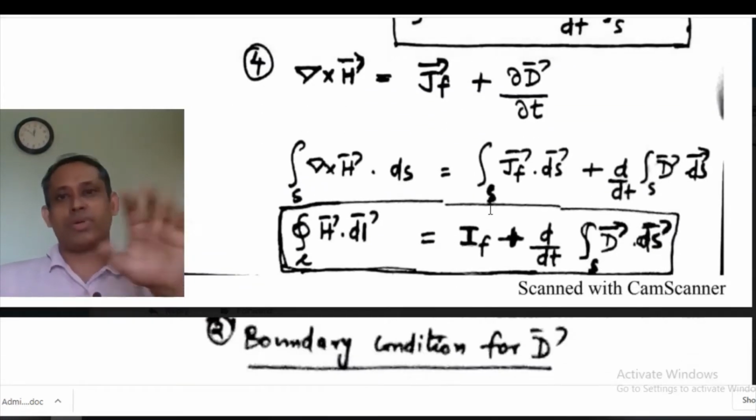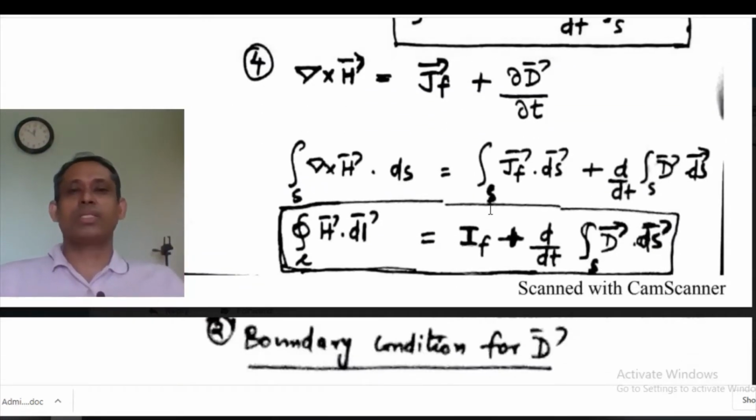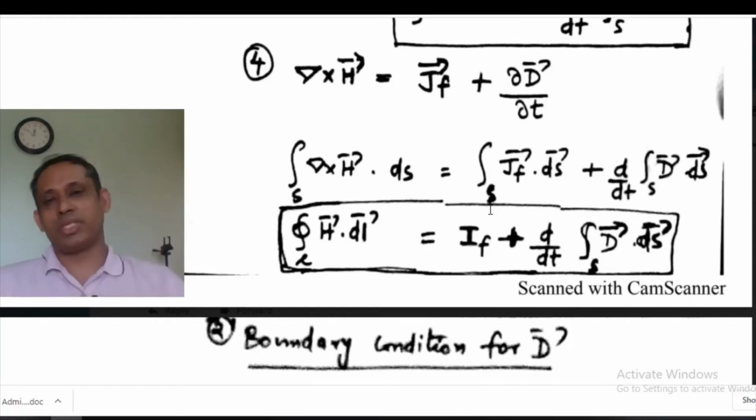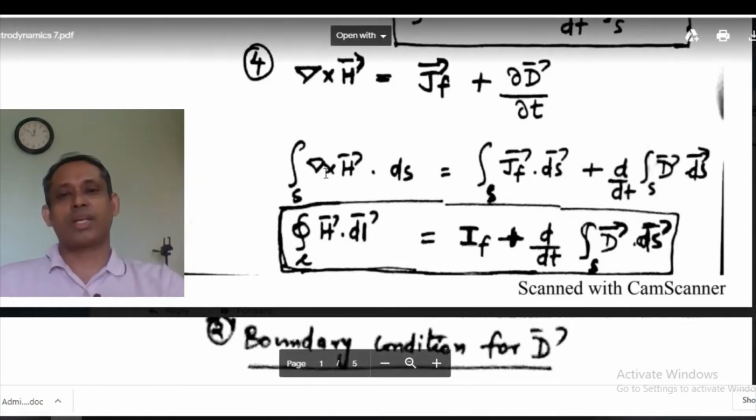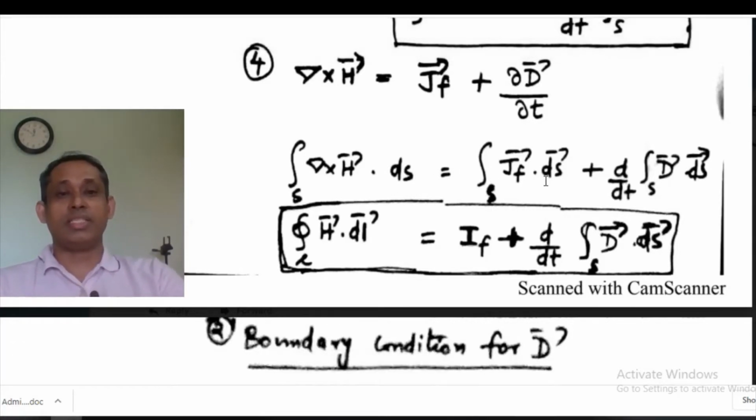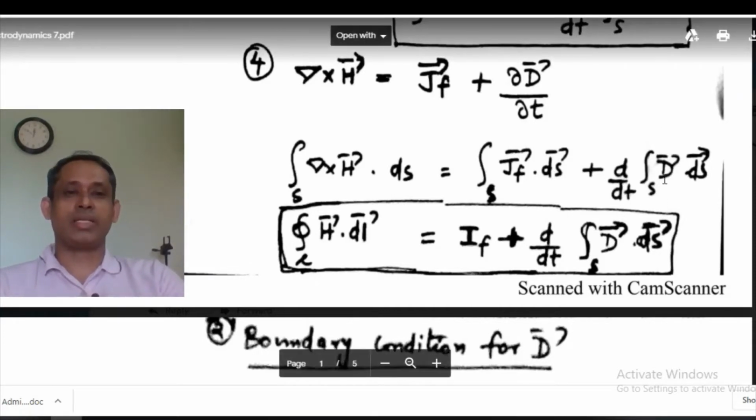Then we take the fourth equation, del cross H equal to Jf plus dou D by dou t. We take the surface integral of this equation. So integral S del cross H dot ds, that is equal to integral S Jf dot ds plus d by dt of the surface integral of D dot ds.